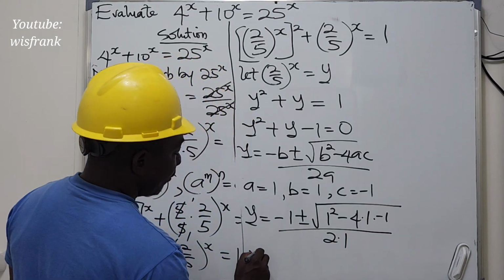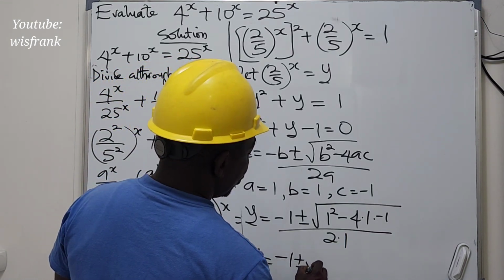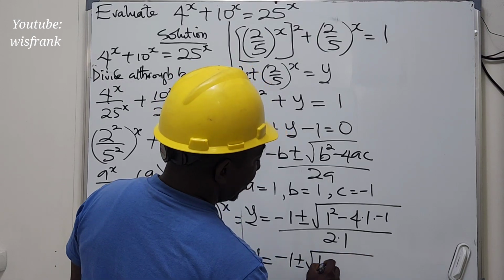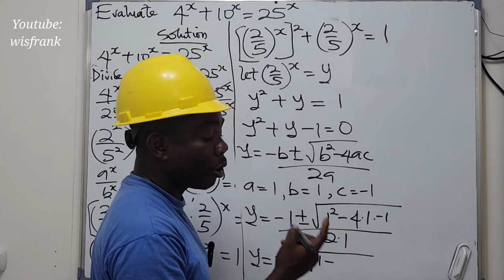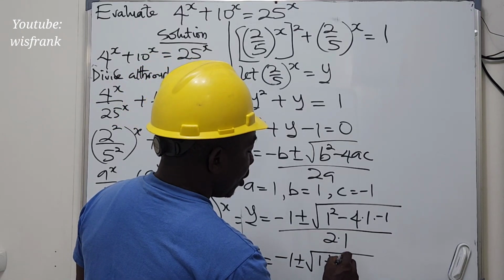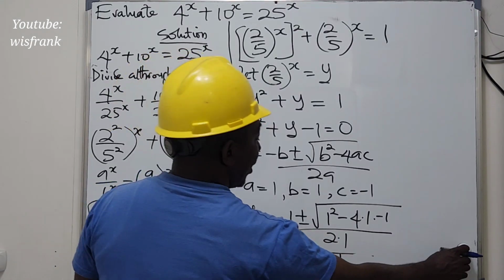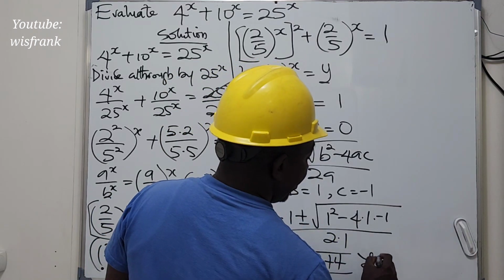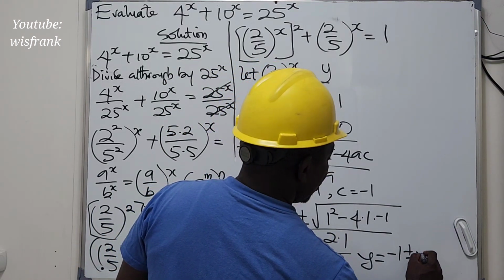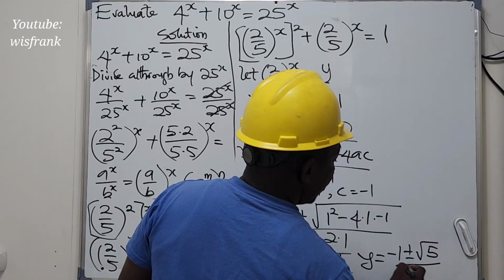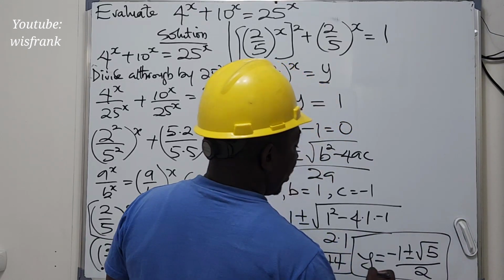So in this case, our value of y equals minus 1 plus or minus square root of 1 minus 4 times minus 1, which becomes plus 4, all over 2. So our value of y is minus 1 plus or minus square root of 5 all over 2. So this is the value of y that we have.